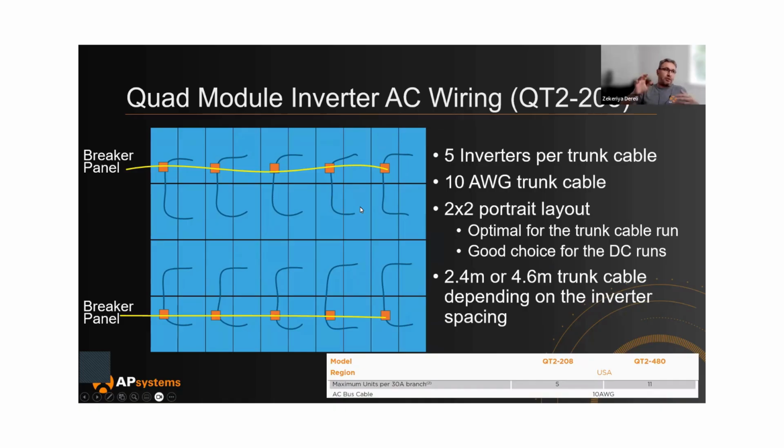But if you do a different kind of layout and inverters are far apart, then your next choice is 4.6 meter.